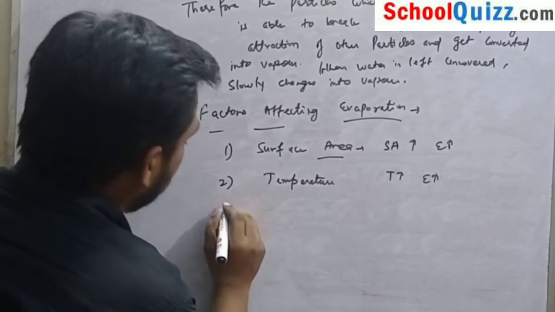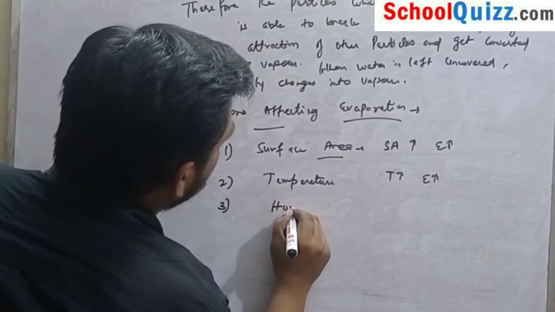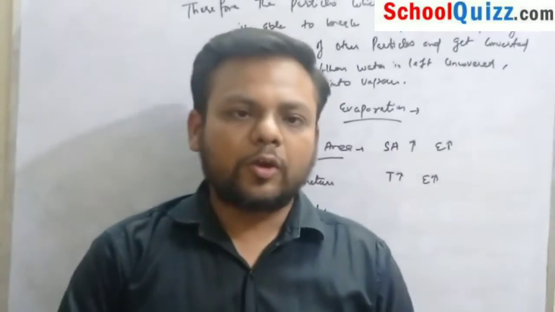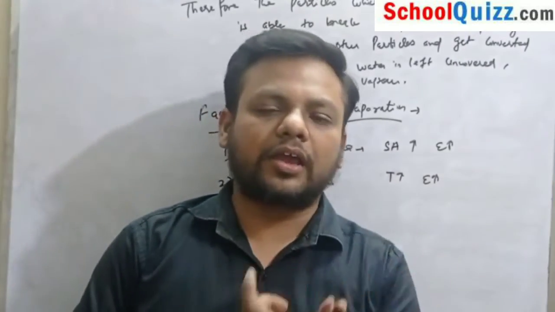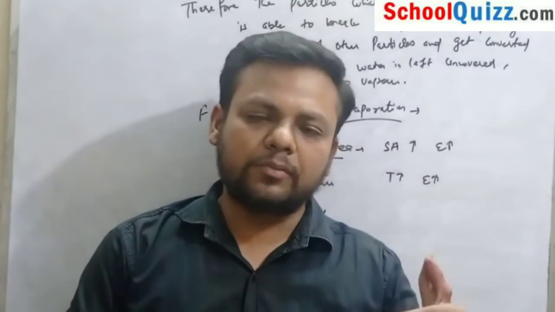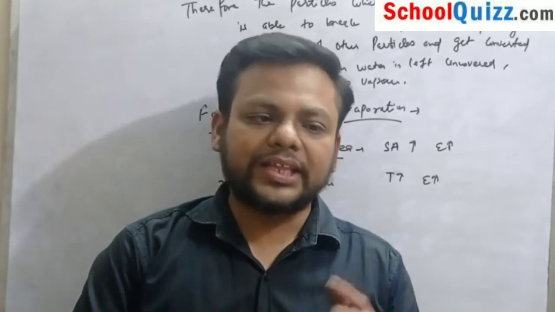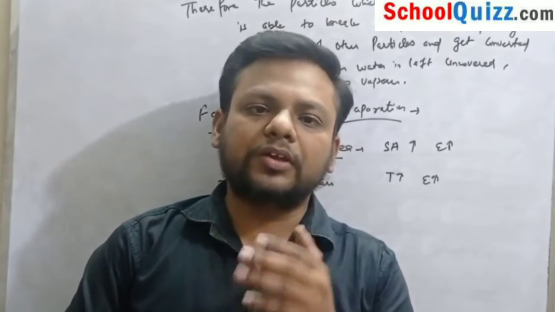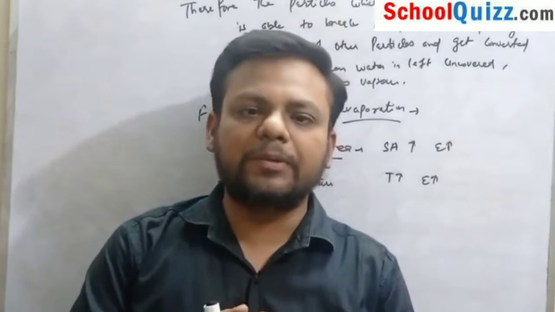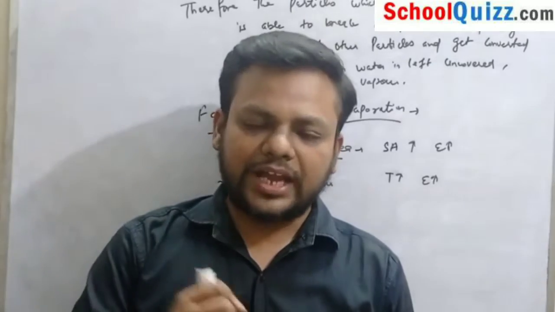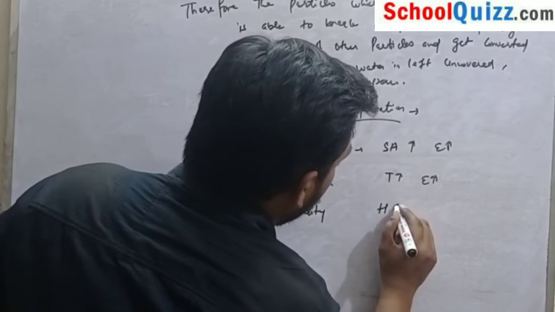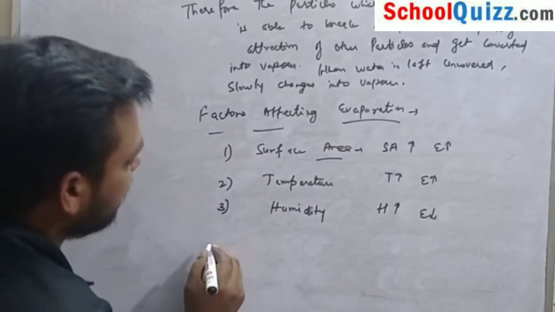Third one is humidity. So what is humidity? Humidity is the content of water in the air. As the content of water vapor in the air is already more, evaporation will be less, because there is a limit to gathering water. So as humidity is more, evaporation will be less.